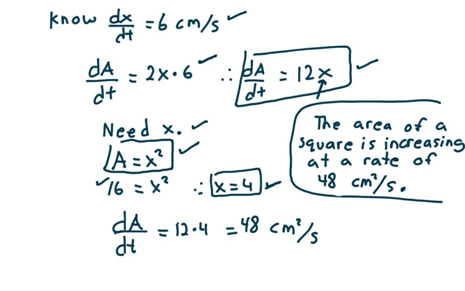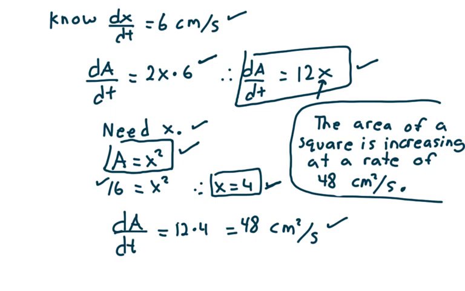And so now I'm ready. I can plug 4 in for x, and I get dA/dt is equal to 12 times 4, which is 48 square centimeters per second. And so if I want to make a conclusion here, it says the area of the square is increasing at a rate of 48 square centimeters per second.